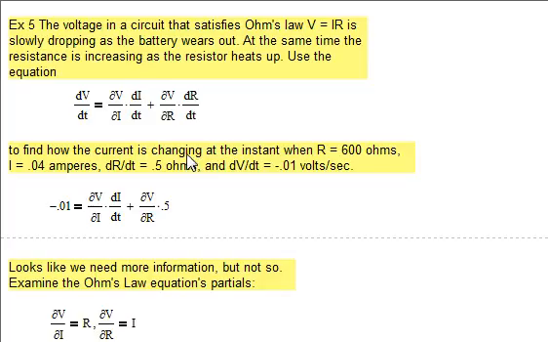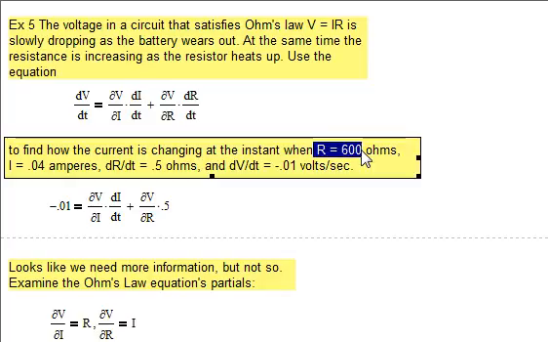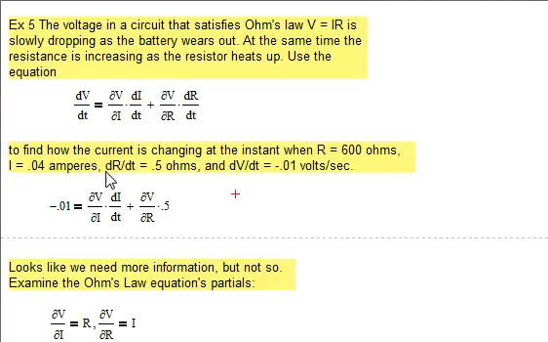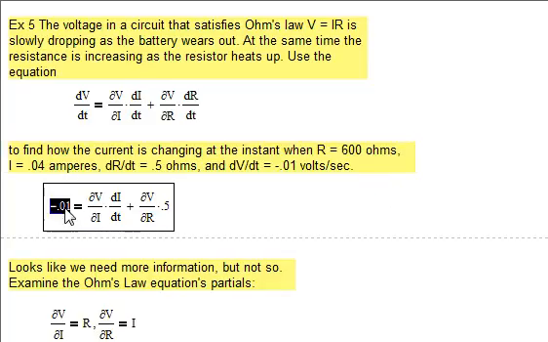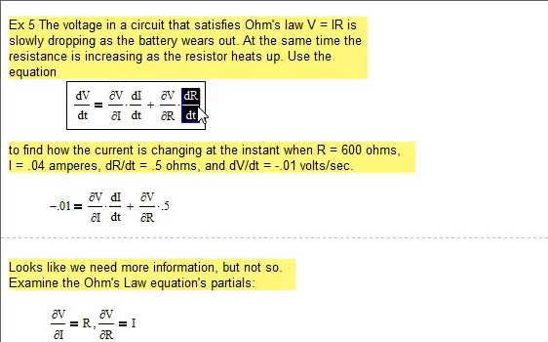So to find out how the current is changing at the instant when the resistance is 600 ohms, the current is 4 amperes, the change in resistance with respect to time is half an ohm. See, it's becoming more resistant as it heats up. That's positive. And the change in the voltage is negative 0.1 as the battery wears out. So we can fill in a few details. This one goes in for dV/dt. We don't have much for these two, but we do have the change in the resistance given as 0.5.